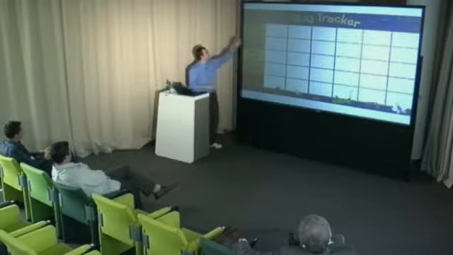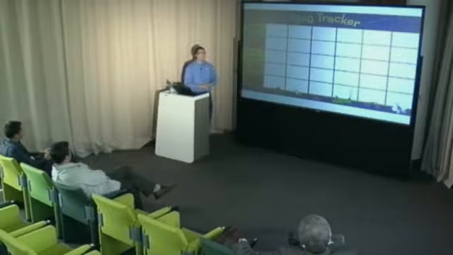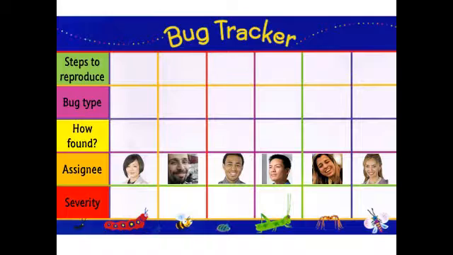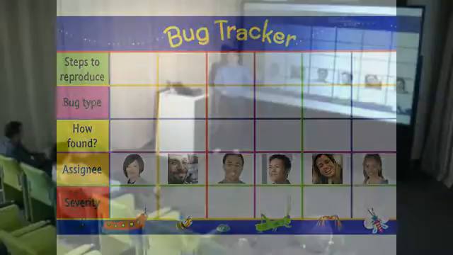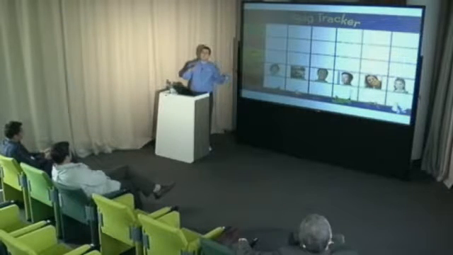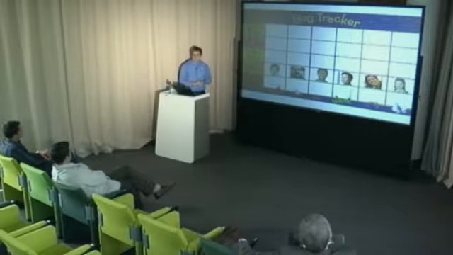We ask for bugs, like what are the steps to reproduce? What's the type of the bug? How was the bug found? Who should be assigned to the bug, and how severe was this bug? And there's one difference, though, in software development, and that's the people. Because bug tracking in software development is a highly collaborative process, while the bug tracker that I showed you just for kids is usually just for one kid, maybe for parents, but that's it.